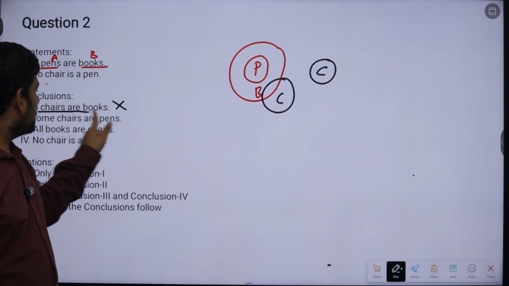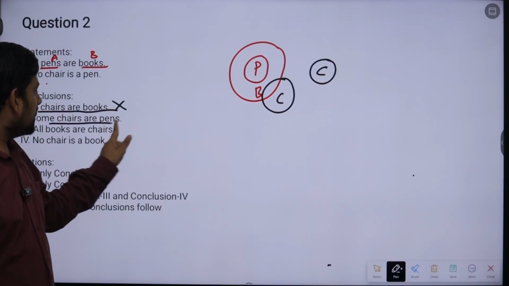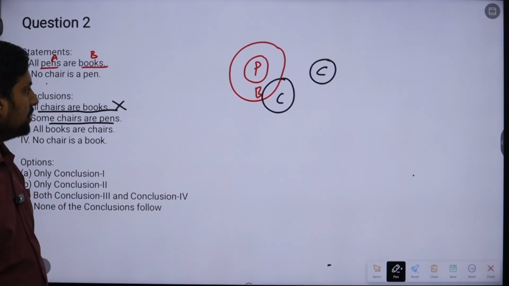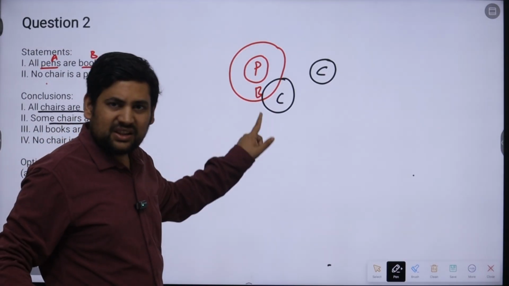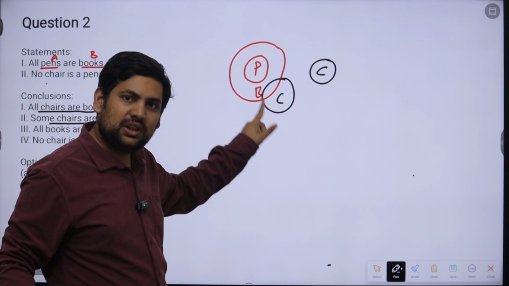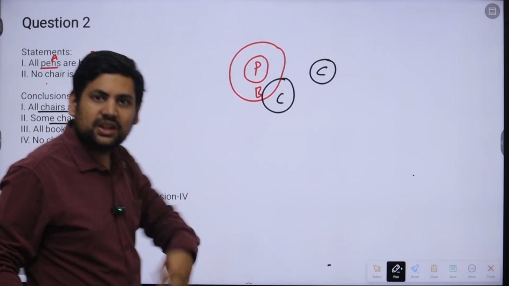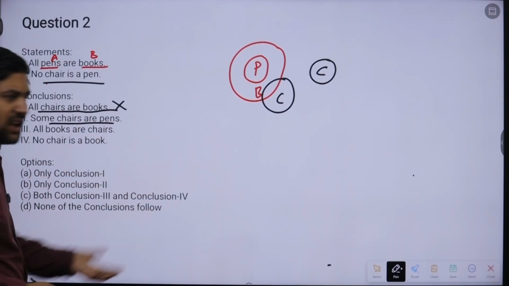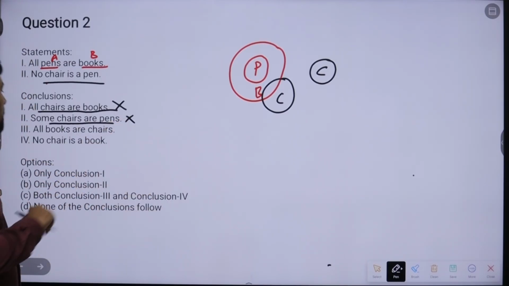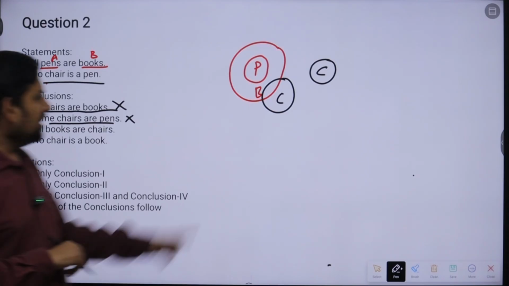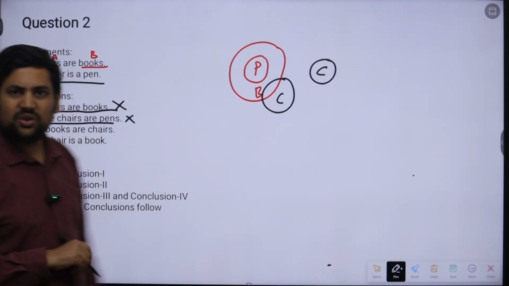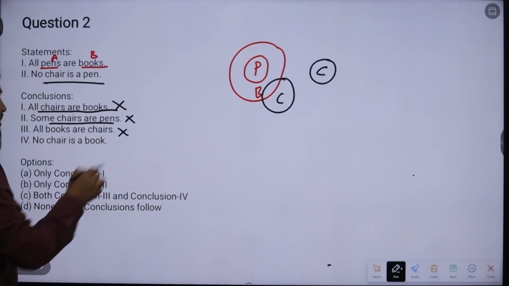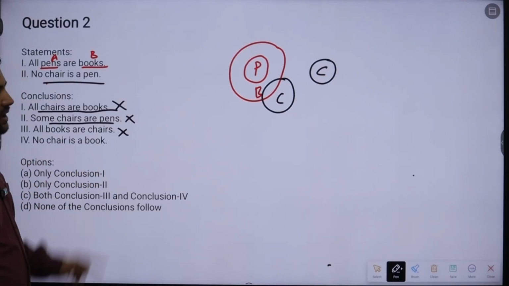Then some chairs are pens. Is it possible? No, not in both the diagrams, as the statement itself is no chair is a pen. So some chairs are pens is not even possible. Then all books are chairs. Is that holding? No, not holding in both the diagrams. Correct. Now last is no chair is a book.